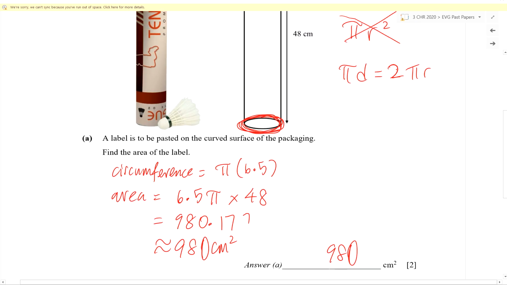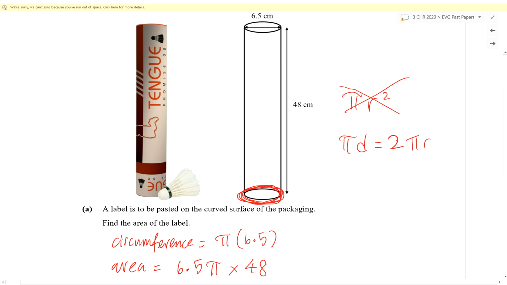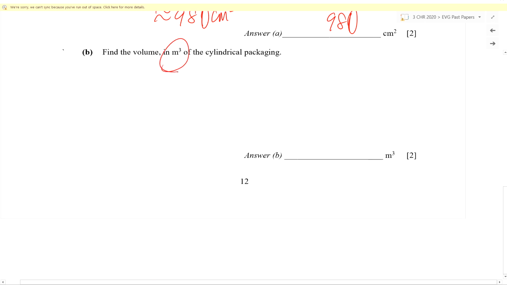Finding the volume. This time we will need to take the area multiplied by the height. So the area will be given by pi r squared. Now I don't want this. But this area, if I find it from 6.5 cm multiplied by 48 cm, I will get my volume in cm cube. Right? Because this is cm, and my volume is going to be in cm cube. But the question wants in meter cube.